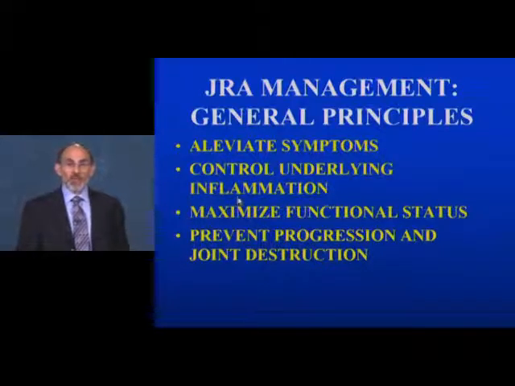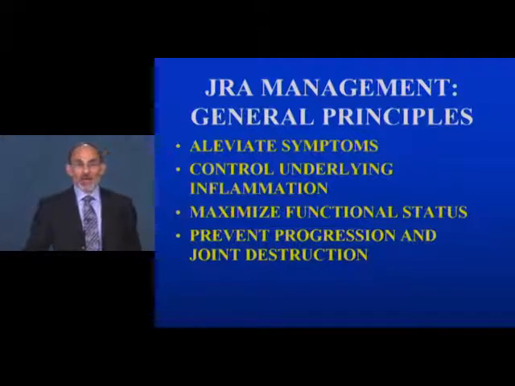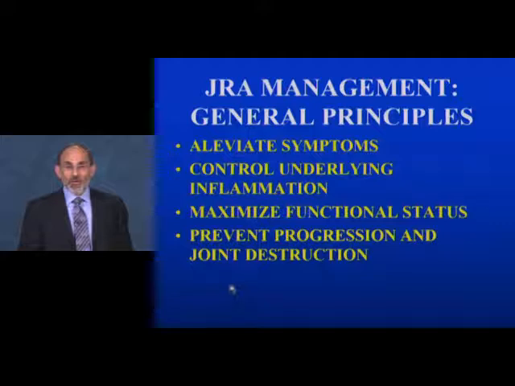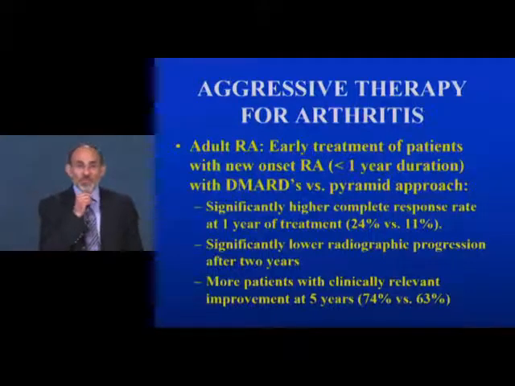You must control the underlying inflammation, because this is an inherent evil. It causes disruption of growth. It increases the risk of malignancies and so forth. And one tries to maximize the functional status. And all of this goes hand in hand with the medications we use, which are aimed at preventing progression and joint destruction and allowing a child to grow up normally. So aggressive therapy is extremely important.